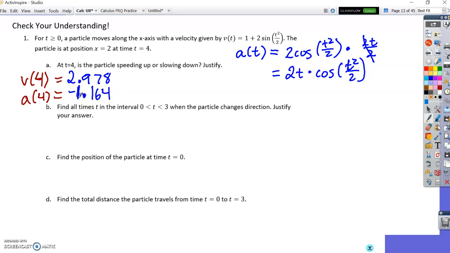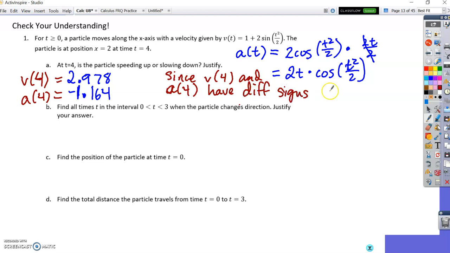1.164. So again, I think they may ask you to show a little bit more work when using the calculator, like, hey, can you take the derivative? Thanks, now go ahead and use your calculator to find it. Again, I don't know. It's the first time this has ever happened. So what we know, though, is that for speeding up or slowing down, since the velocity and acceleration have different signs, the particle is slowing down.